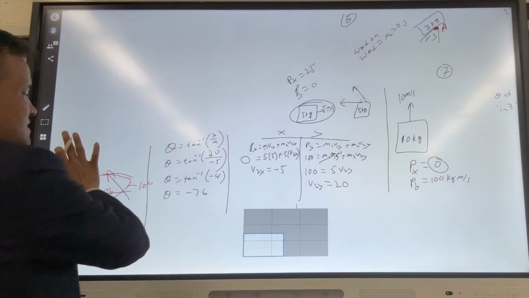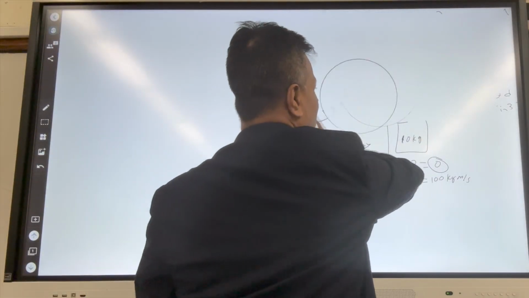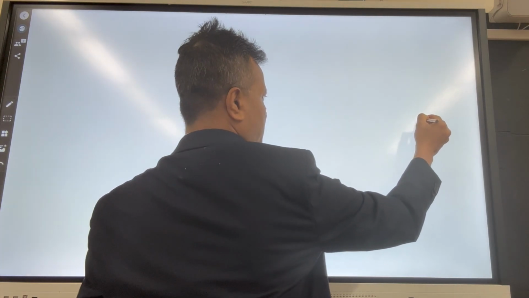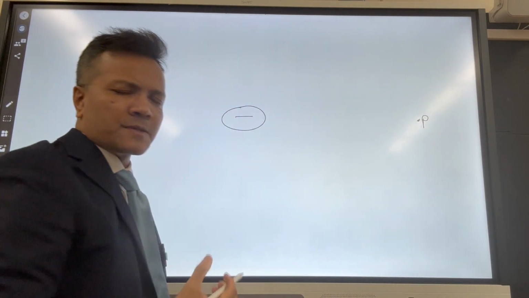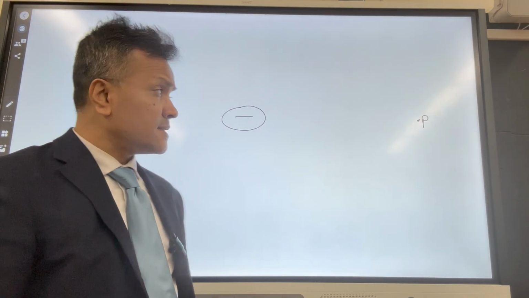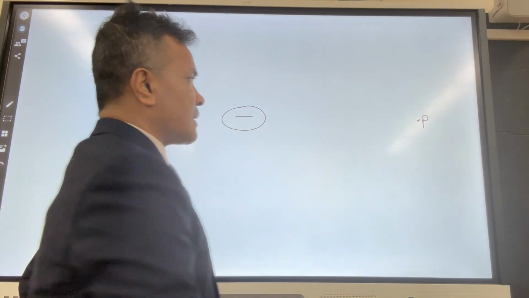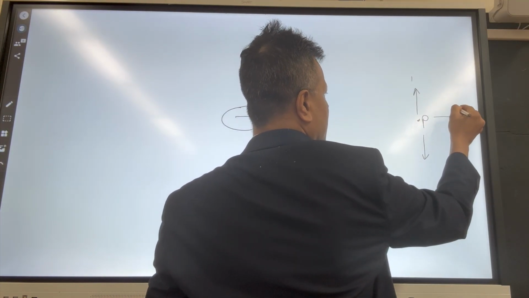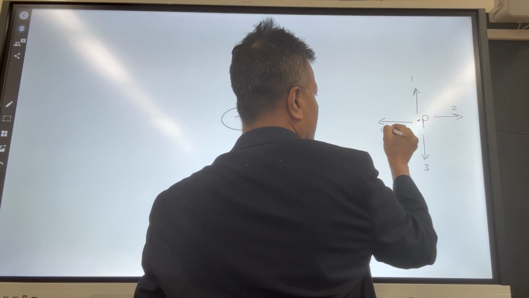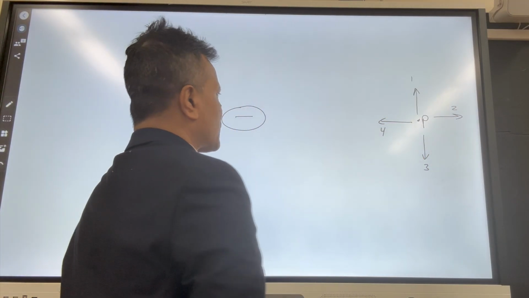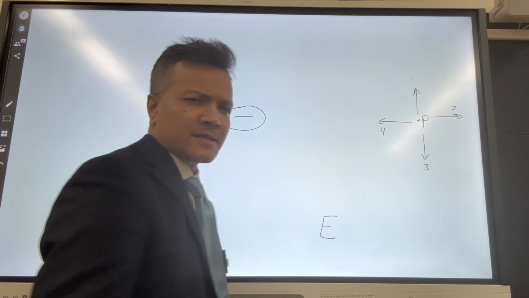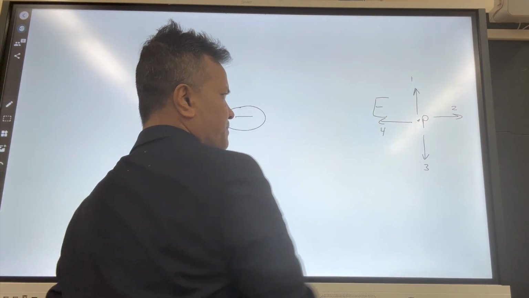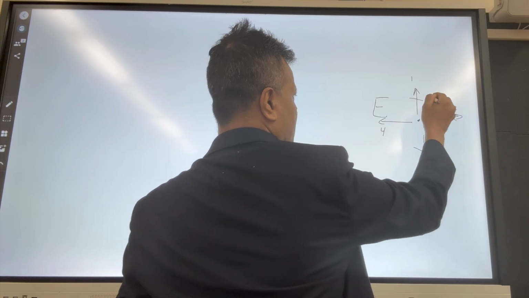That takes us to the last multiple choice question, which is number 8. There is a negative charge here, and there is a point P over here. What would be the direction of the electric field at location P? Let's give you some samples: this is 1, this is 2, this is 3, and this is 4. Which one would be the electric field at location P? Well, of course, this one. Not this one, not this one, not this one.